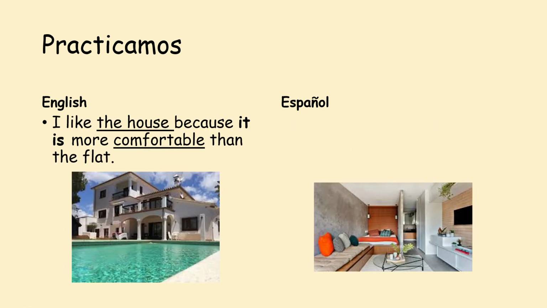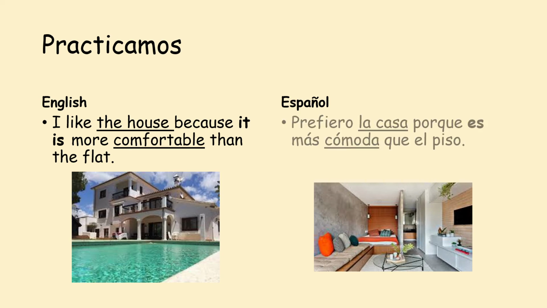Last one, guys. We've gone for a slightly different structure here. So I want you to say, I like the house because it is more comfortable than the flat. Please use your knowledge organisers for this answer so that you can get it together and come back for the answer. Okay, so hopefully you got this. For some reason I've decided prefiero is now what I like means in Spanish, which is incorrect. It should say me gusta. So, me gusta la casa porque es más cómoda que el piso.